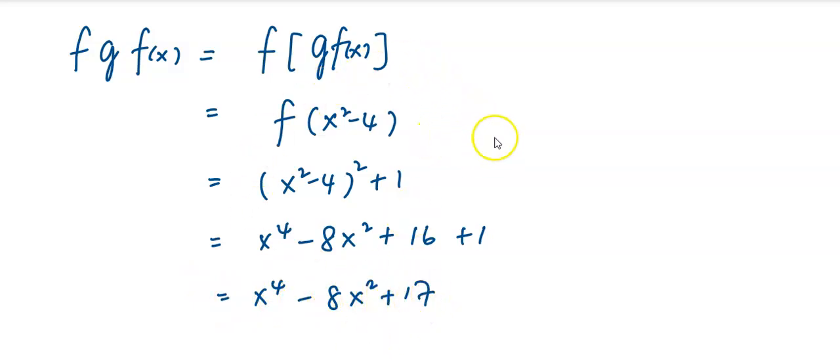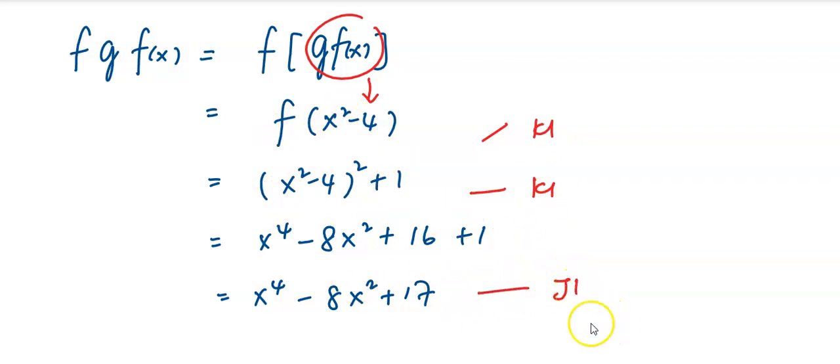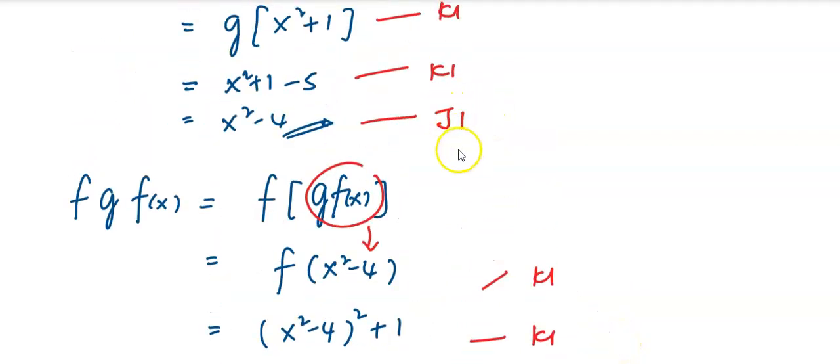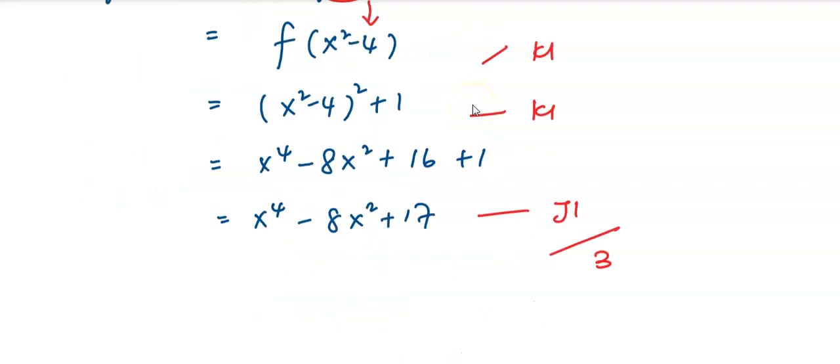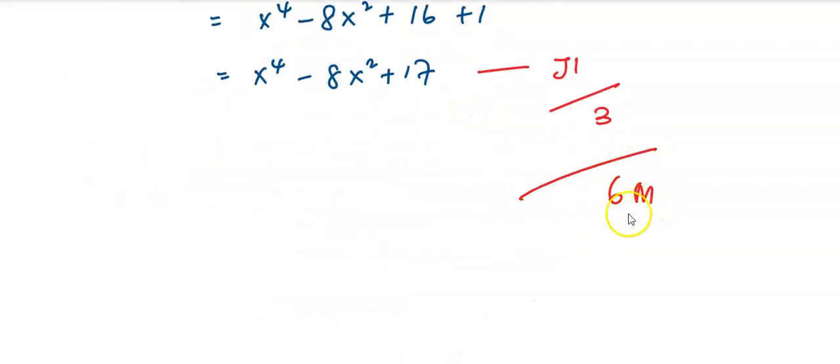Again, this question is given 3 marks, where the first mark is for the step with f of x squared minus 4. When you apply the g of x as x squared minus 4, you got 1 mark, and when you rewrite the f of x squared minus 4 into this form, you get another 1 mark, and for the simplified final answer, you get A1. Total is 3 marks for this part, and above you have 3 marks, so 6 marks in total for this question.